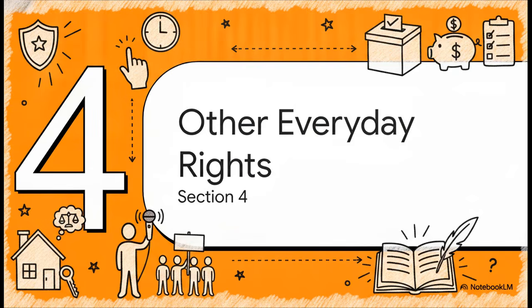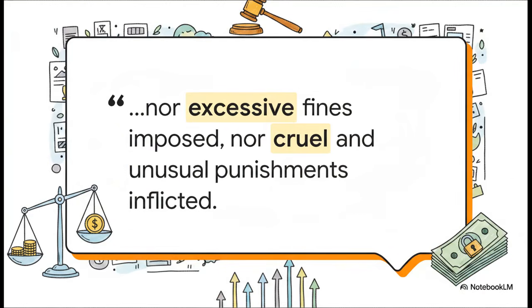Section 4, other everyday rights. Let's check out a few other key amendments to see how they apply every day. Here's the exact text of the 8th Amendment. It says, "Excessive bail shall not be required, nor excessive fines imposed, nor cruel and unusual punishments inflicted." The founders really wanted to make sure that government punishments were fair and proportional. Notice that phrase right in the middle, nor excessive fines imposed.